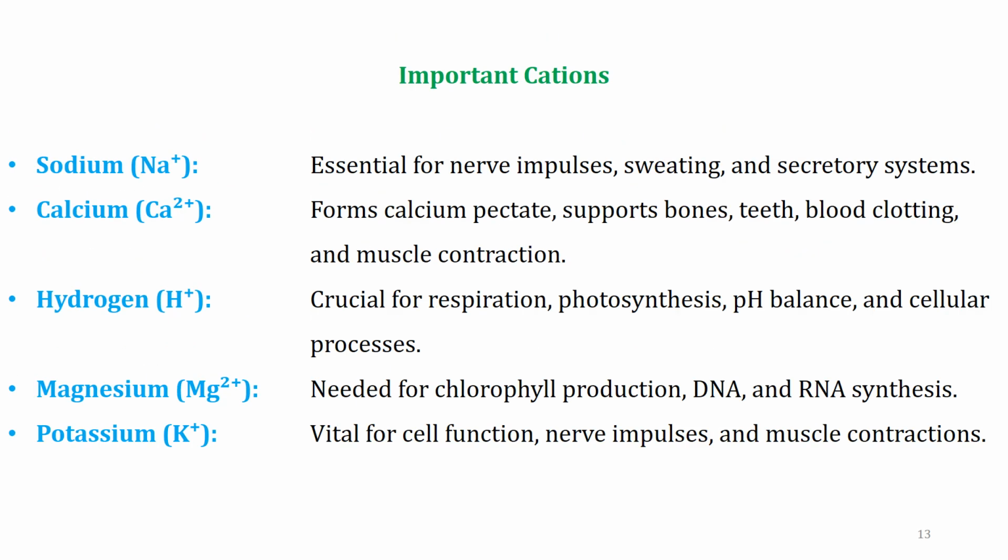And here are some key cations. Sodium ion, nerve impulses, sweating secretions. Calcium ion, bone formation, muscle contraction and blood clotting. Hydrogen ion, respiration, photosynthesis and pH balance. Magnesium ion, chlorophyll production, DNA synthesis. Potassium ion, cell function, nerve impulses and muscle contraction.